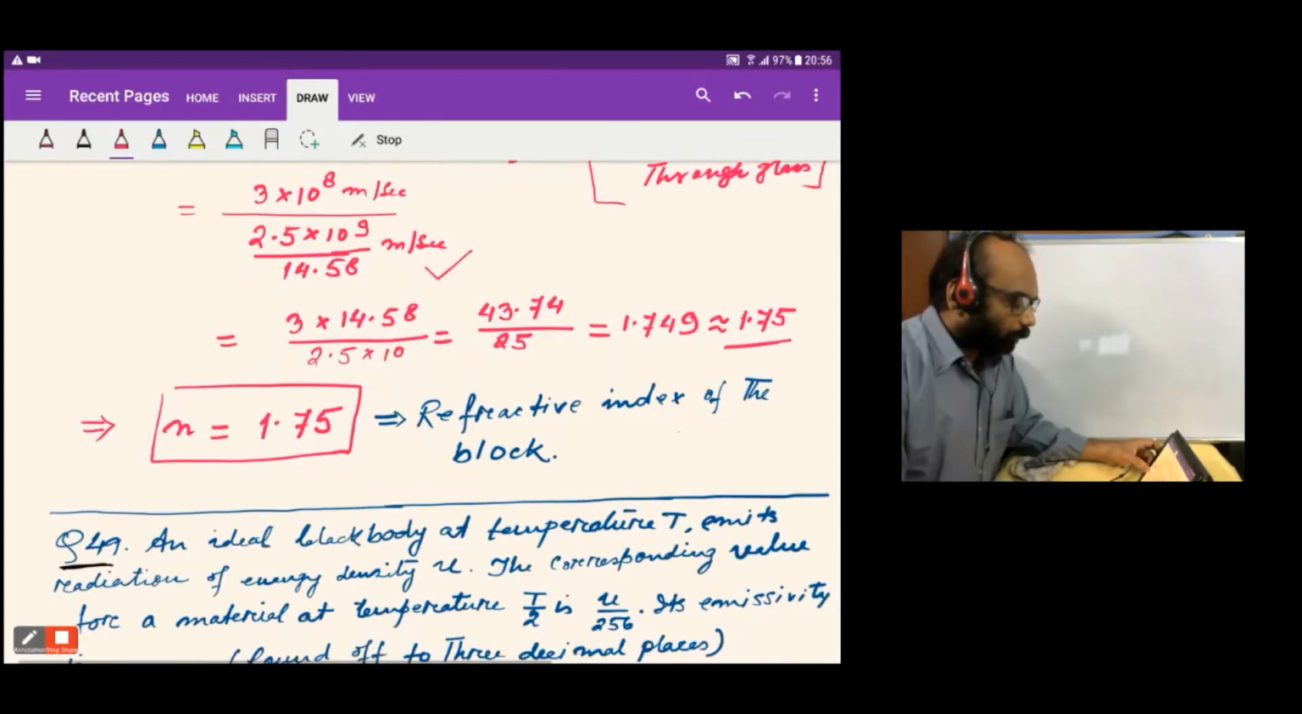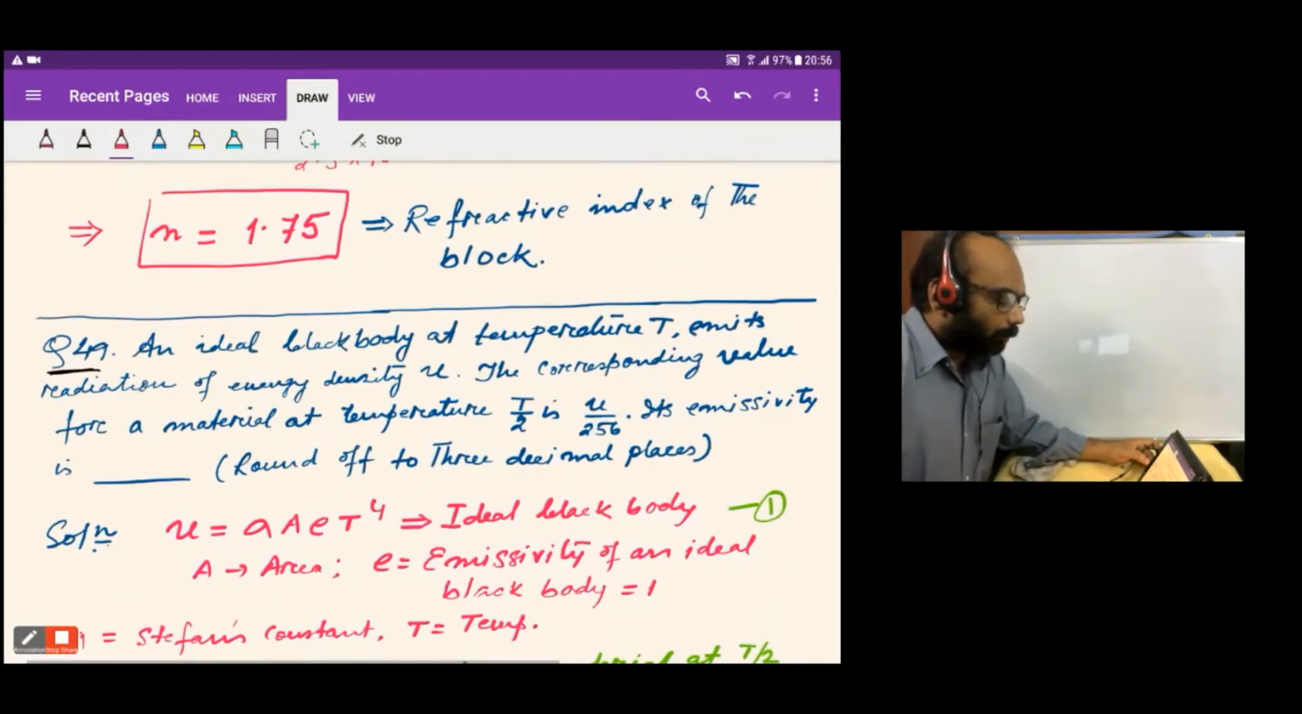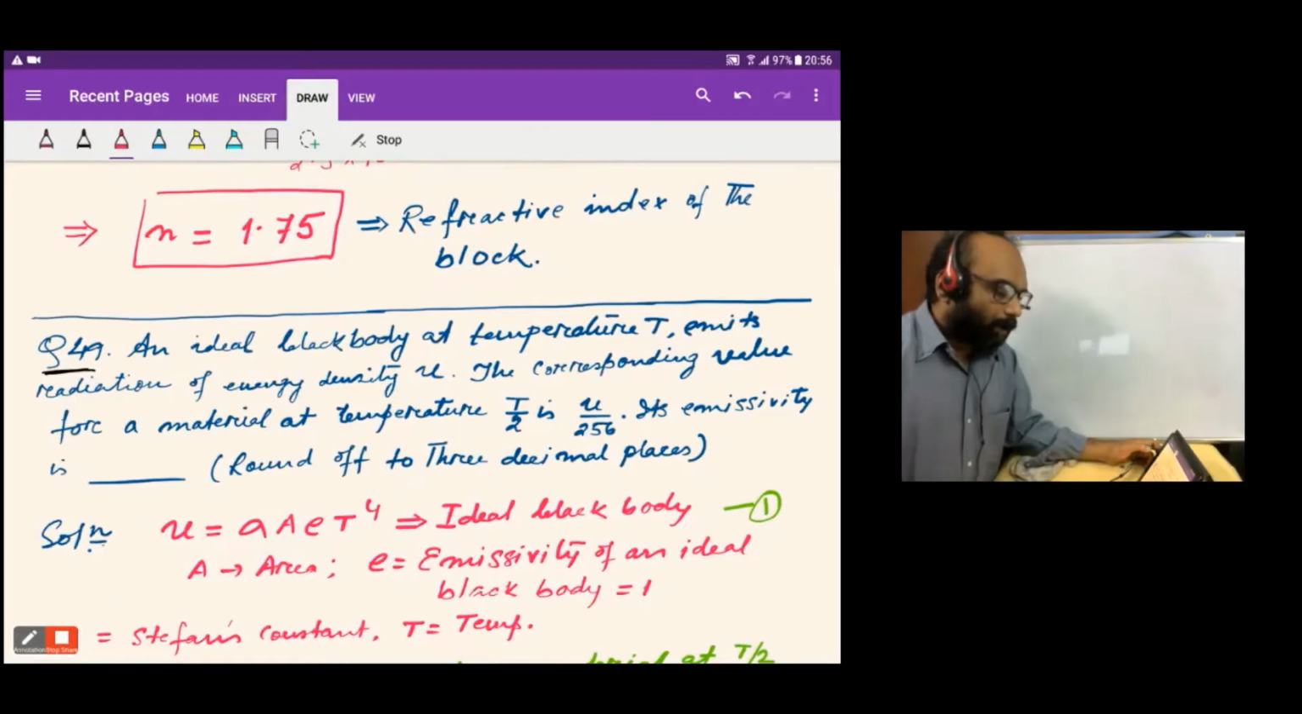Next problem, question number 49. An ideal black body at temperature T emits radiation of energy density U. The corresponding value for a material at temperature T by 2 is U by 256. Its emissivity is, we have to find out the emissivity, and answer should be round up to 3 decimal places.